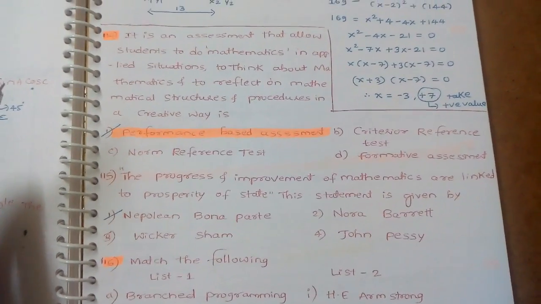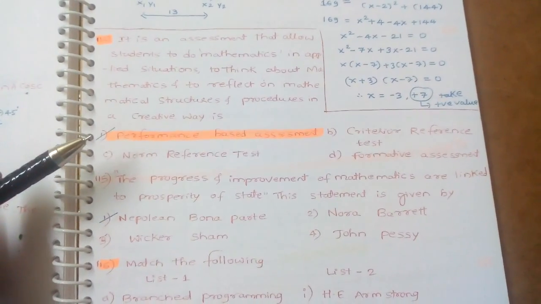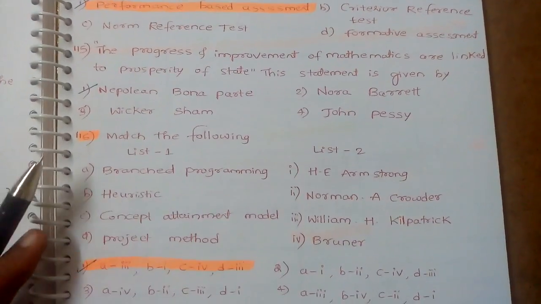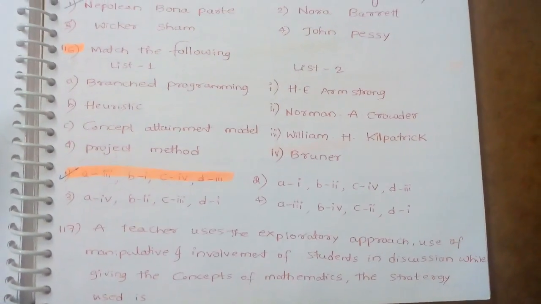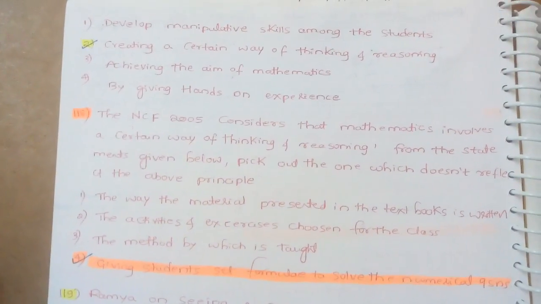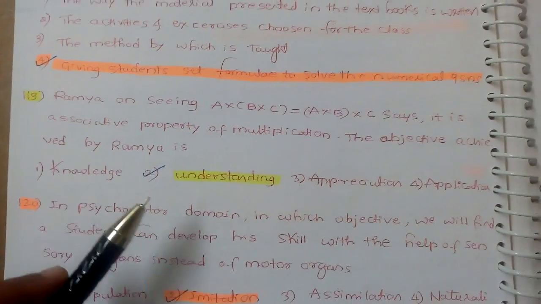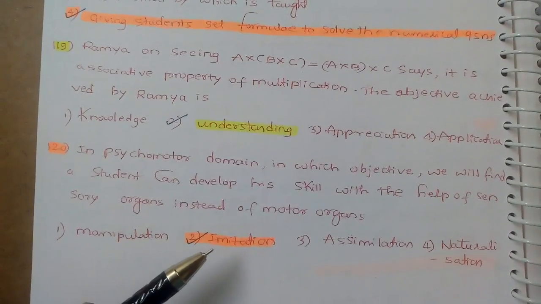Friends, the remaining 6 questions are from pedagogy. I will not explain, I will just tell the answers. For 114 its answer is first option. For 115 its answer is first. For 116 also the answer is the first option only. For 117 its answer is option 2. For 118 its answer is option 4. For 119 it's option 2. For 120 it's option 2.